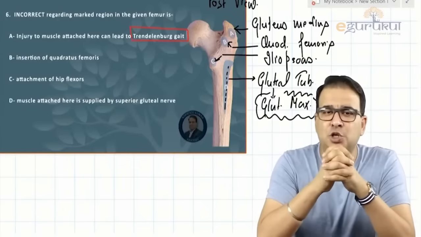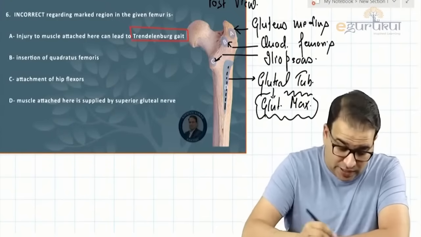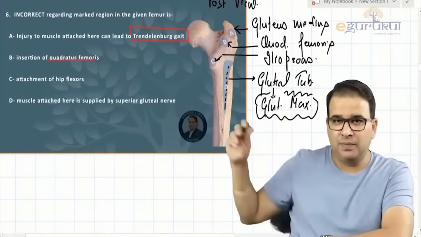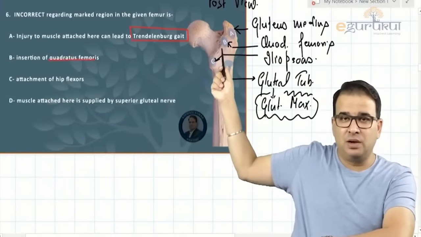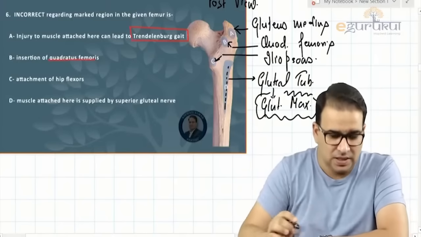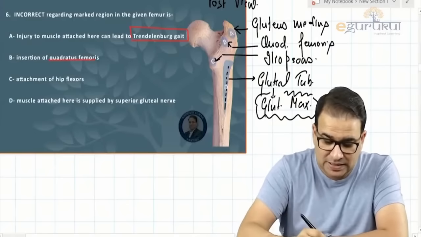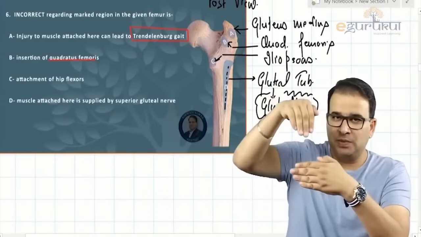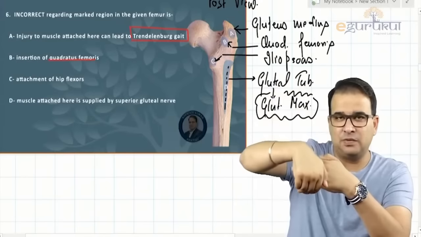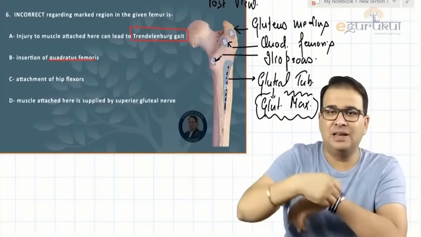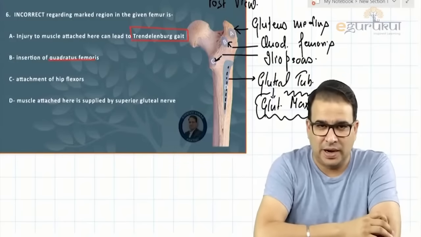Option B says insertion of the quadratus femoris. That is also correct. Quadratus femoris muscle is inserted onto this quadrate tubercle on the intertrochanteric crest. Option C says attachment of the hip flexor. That also is correct, guys. I told you that the iliopsoas muscle will come from the anterior aspect of this femur, and then slightly turn backward and insert onto this lesser trochanter.